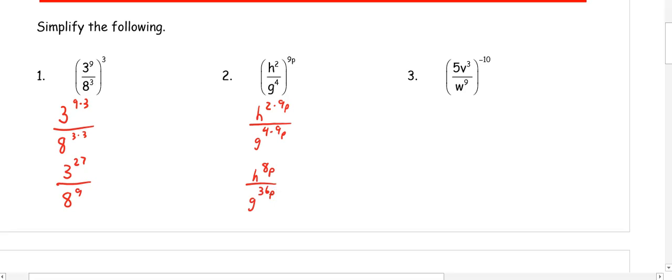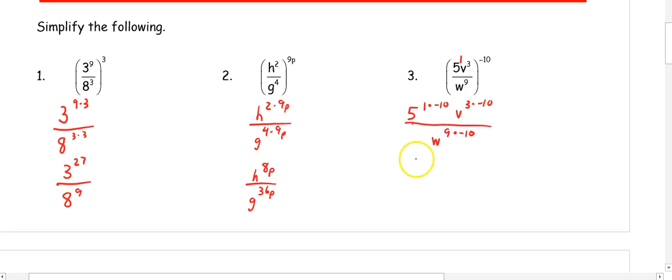In number 3, we have parentheses 5v to the third over w to the ninth, all raised to the negative 10th power. So remember that this 5, if it doesn't have an exponent, has an exponent of 1. It's not connected to that v. So all of these are going to multiply with the exponent of negative 10. So we have 5 to the 1 times negative 10, v to the 3 times negative 10, and w to the 9 times negative 10.